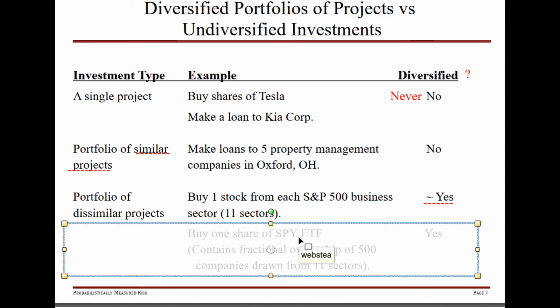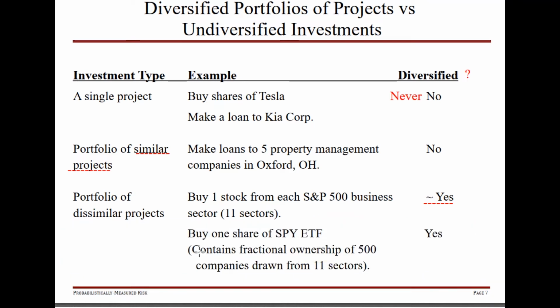And now let's see, though, if we can do even better than that. How about if we do something like buy a share of the SPY ETF? Now, the SPY ETF, as we know, gives you, if you buy one share, fractional ownership of 500 companies in the S&P 500, drawn from the 11 sectors. So of those 500, you have about 90 each, or whatever the math works out to be, in each of those 11 sectors. So because we have all 11 sectors, and now we have so many stocks, not just one in each sector, now we're really very well diversified.